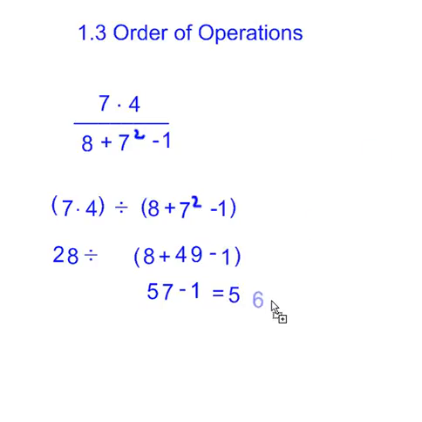All right, but now we have to do 28 divided by 56. So maybe what I'll do is I'll just highlight and delete all this, and we'll put 56. All right. And we find out that 28 divided by 56 is 1/2, or 0.5.